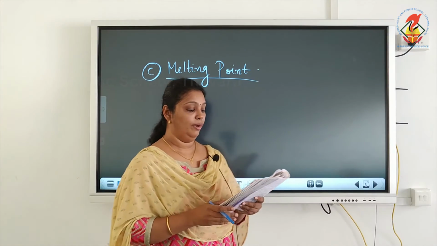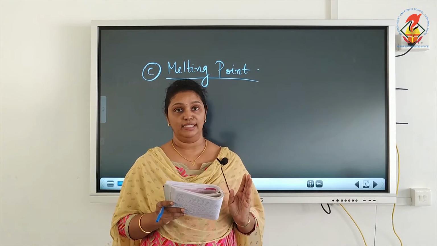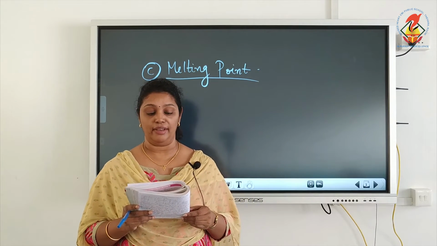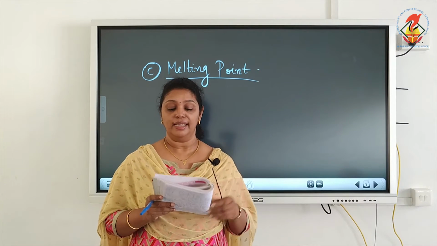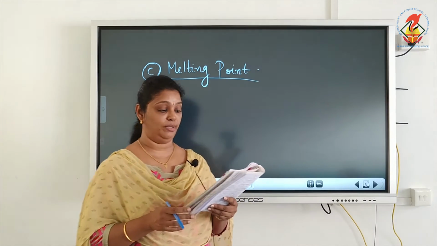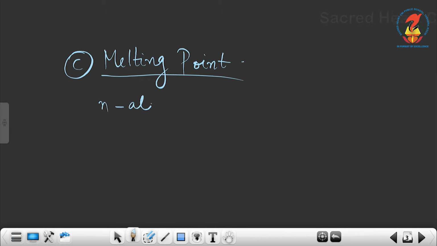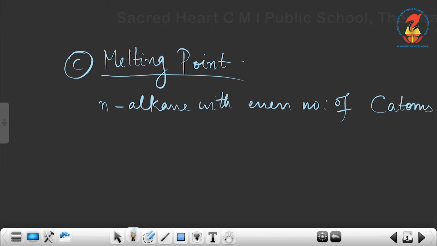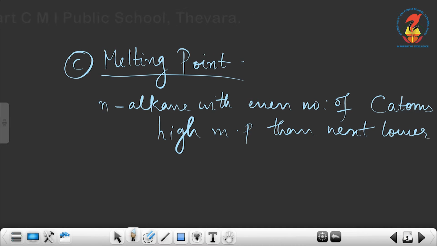Melting point. Under melting point, normal alkanes with an even number of carbon atoms have a higher melting point than the next lower normal alkane with an odd number of carbon atoms. That's a very important point to be noted.